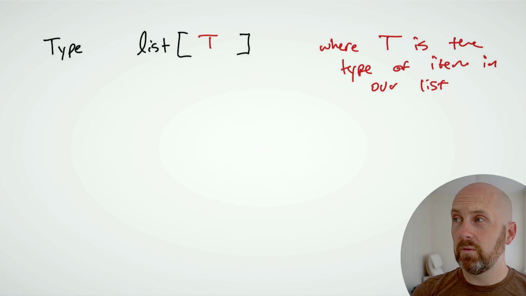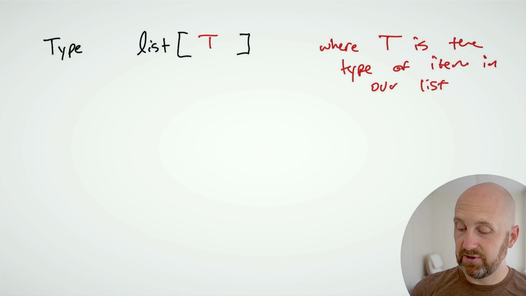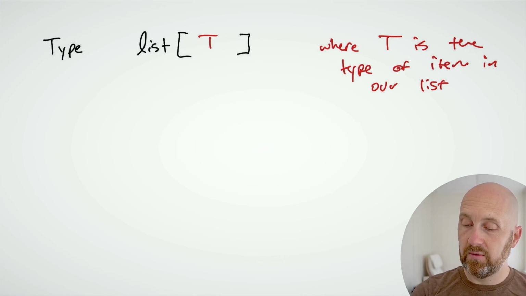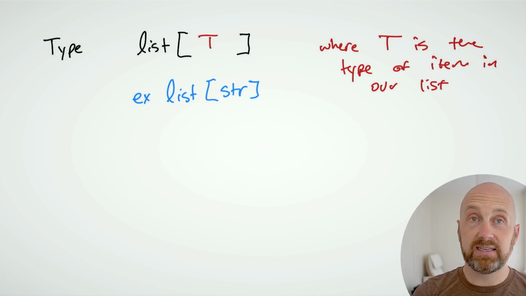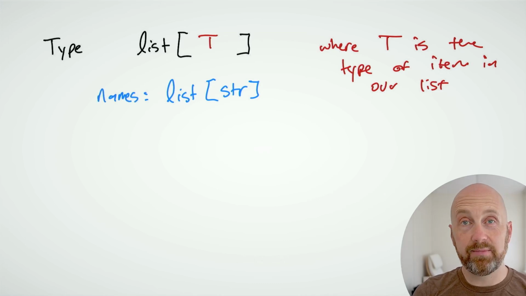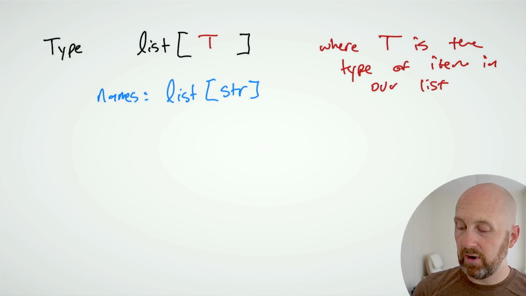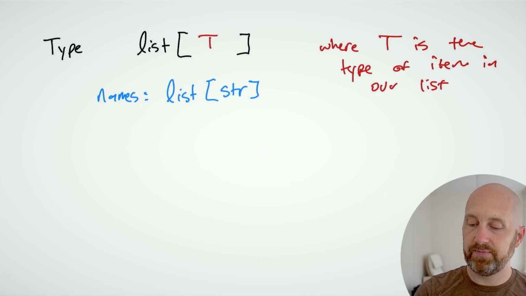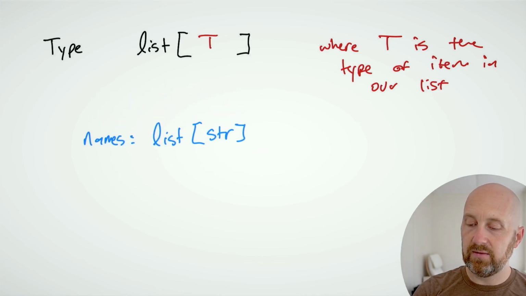Okay, so let's start with, what if we wanted to have a list of names? Well, we would have a list of strings. So for example, we could have a list of str. And that's a data type. So because that's a data type, we could declare a variable, say, let's call this variable names, to be of type list str.